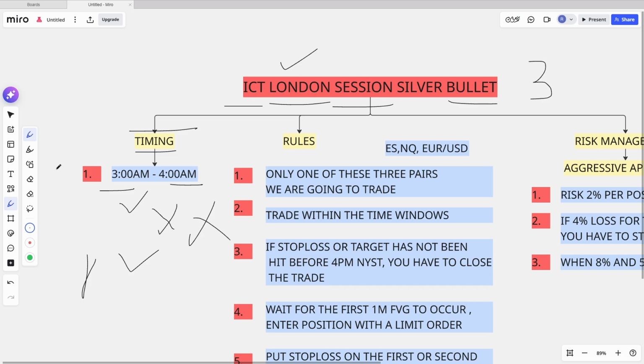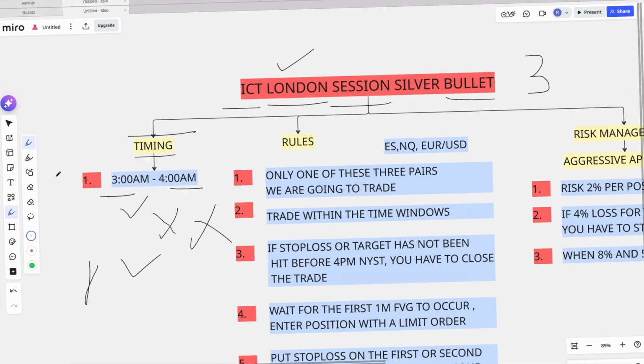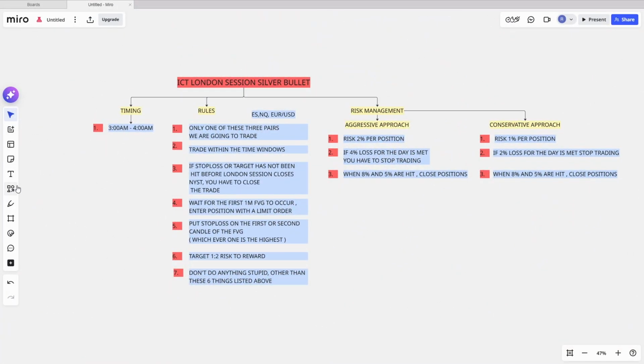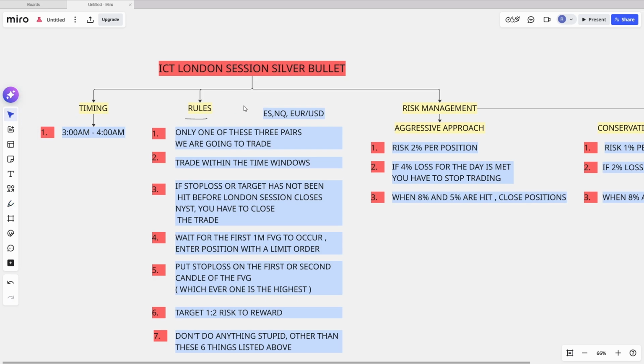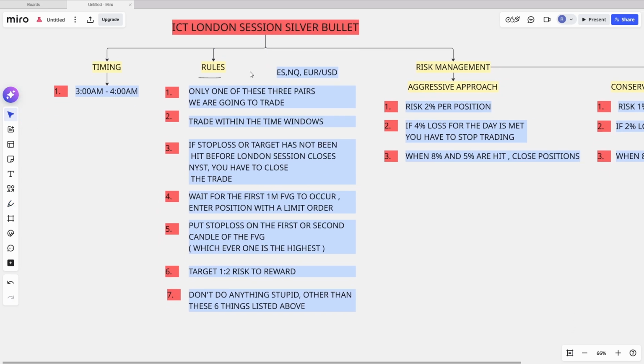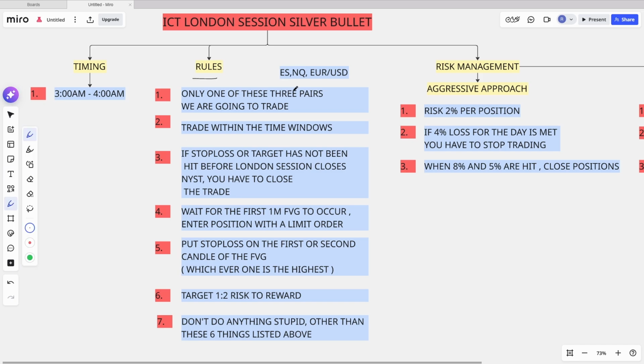With that understanding in place, let me now explain the exact rules of the ICT Silver Bullet strategy for the London session. There are a few important rules that must be followed when trading this strategy. The first rule is related to the instruments we trade. ICT himself recommends using this strategy on three specific pairs. However, trading all three at the same time is not ideal, especially for beginners. From a risk and execution management perspective, it is much better to focus on a single pair and master it properly. For that reason, in this video, we are going to trade only one pair, which is the euro.